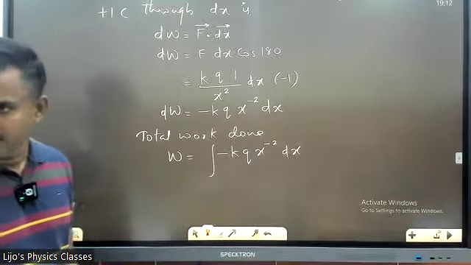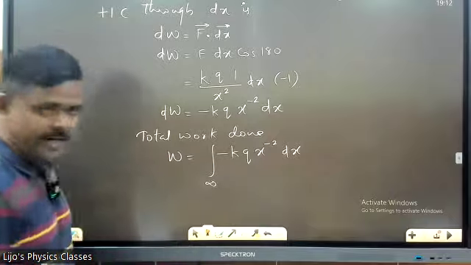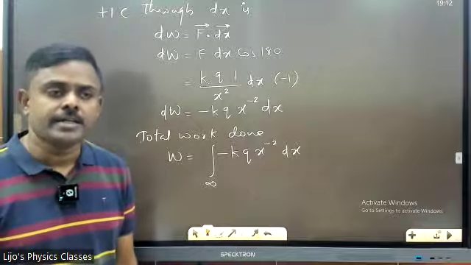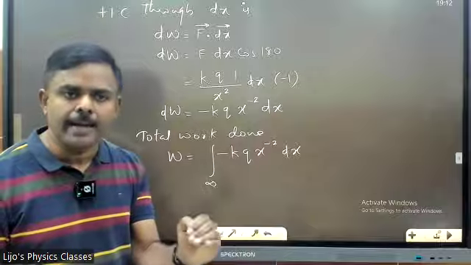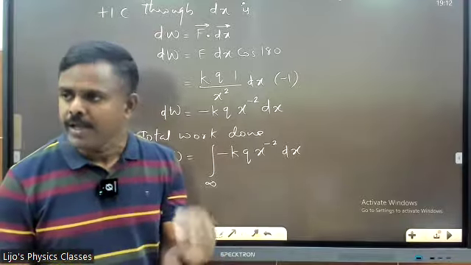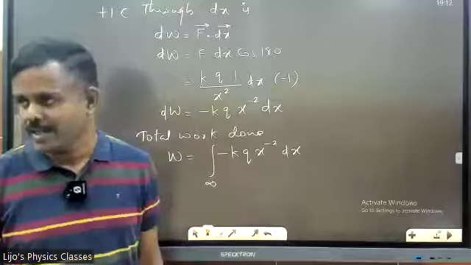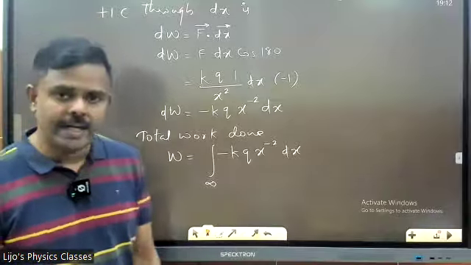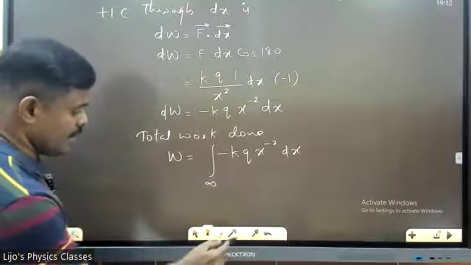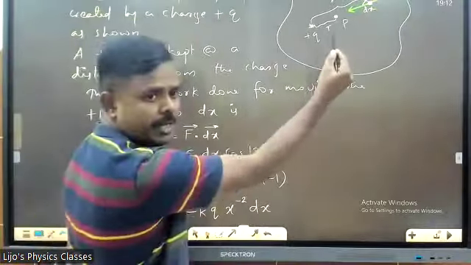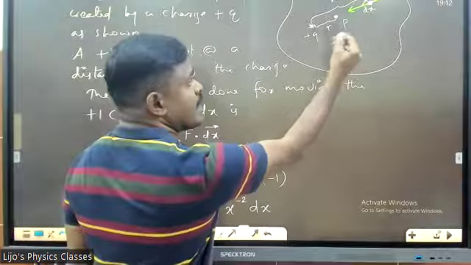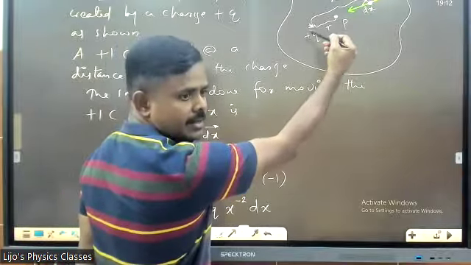Where are you coming from? You're coming all the way from infinity, right? By definition, potential is the work done to bring a plus 1 coulomb from infinity up to the point. So you're coming from infinity. You are coming up to where? Look at the figure. Coming up to the point P. Where is P? At a distance R, right?